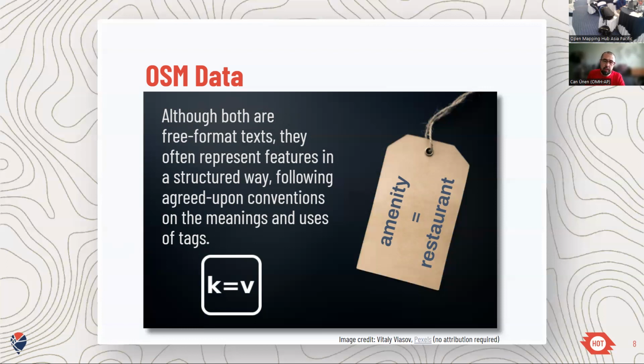So when I say amenity=restaurant, I'm defining that the object is an amenity. And when I say restaurant, I'm defining what type of amenity it is.